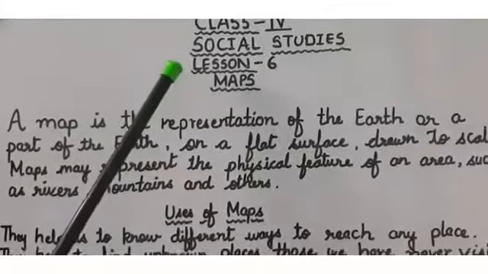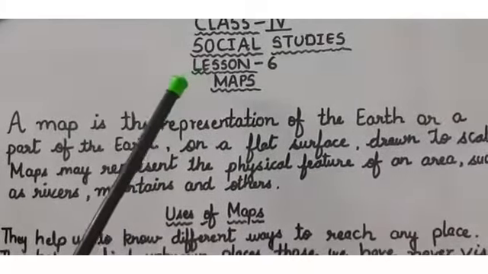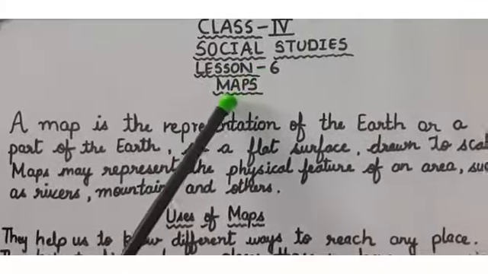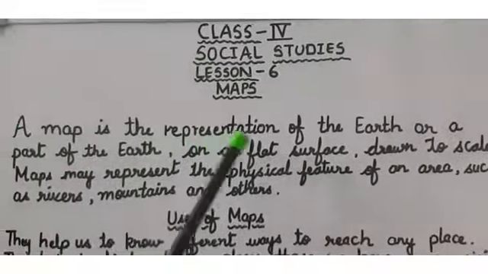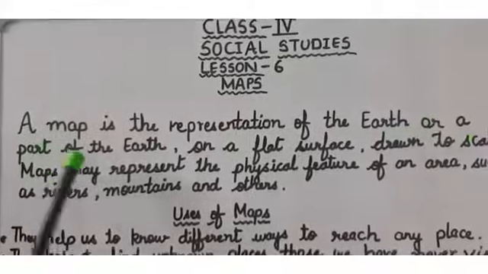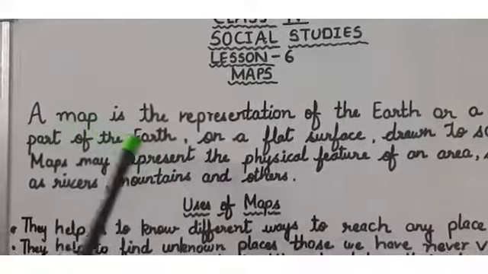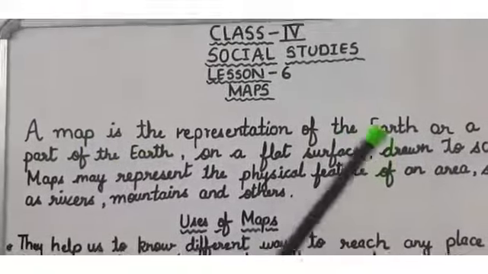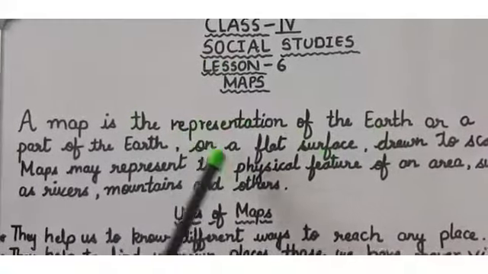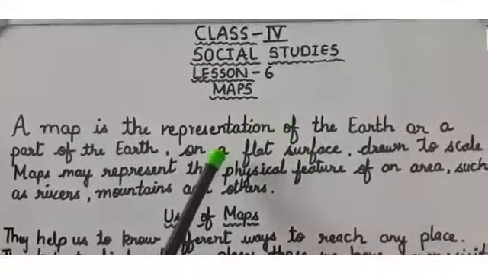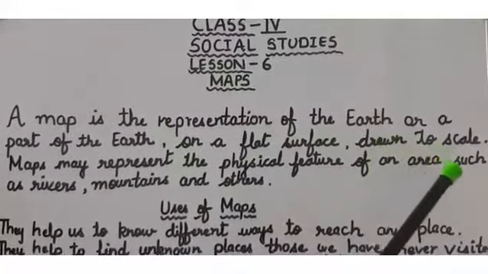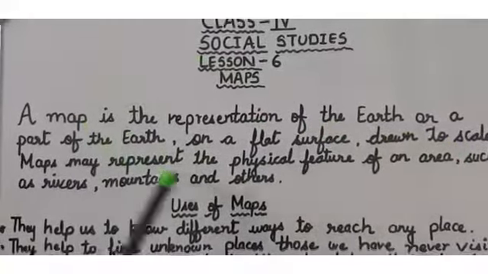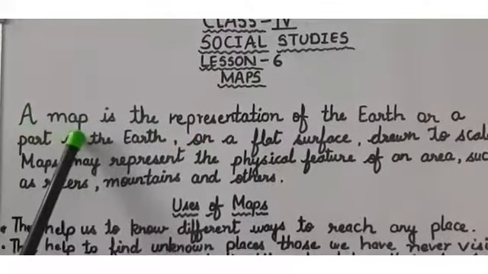Class 4, today in your social studies class, we will start lesson number 6, Maps. Now, what is a map? A map is the representation of the earth or a part of the earth. When we represent any part of the earth on a flat surface, and it is drawn to scale, according to scale, it is called a map.